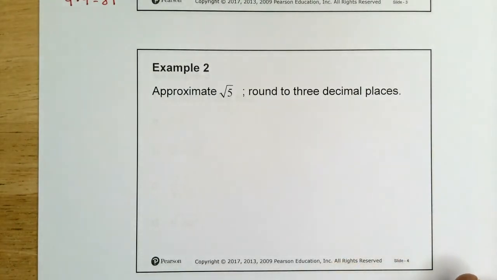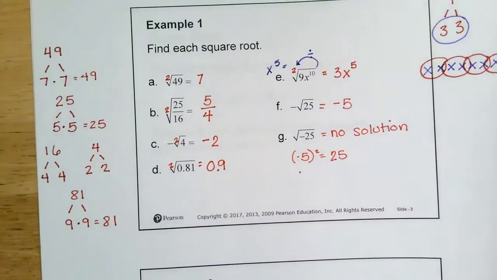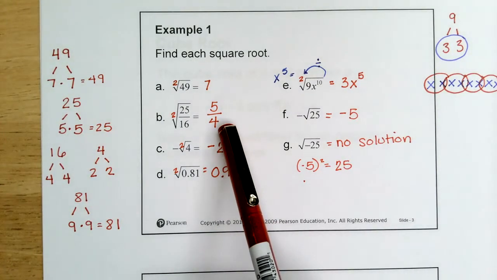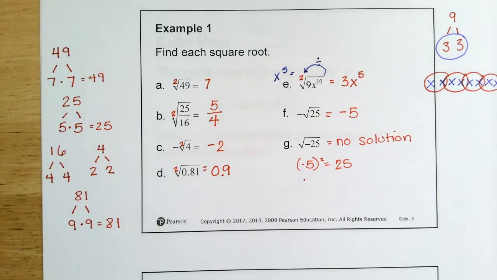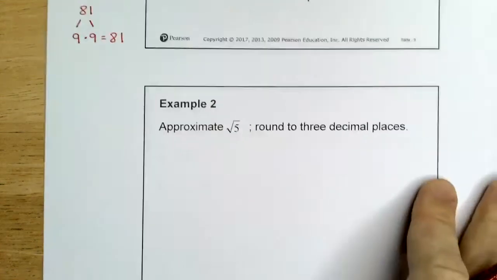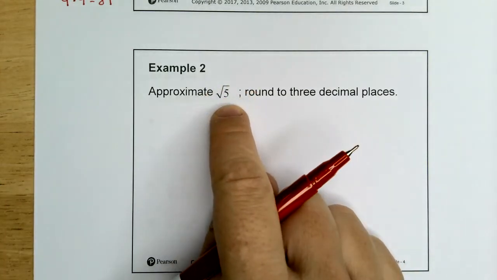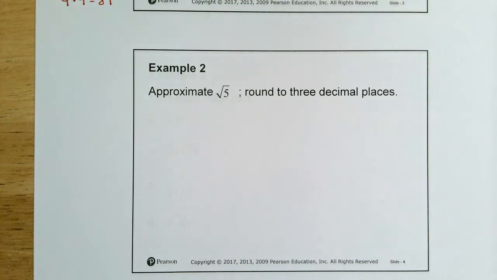All right, example 2 says approximate the square root of 5. Round to 3 decimals. So for these, we did not approximate, we found the exact answer, right? The exact answer is a whole number, or a decimal or a fraction. Here, if I was to say the square root of 5, I don't really know what exact number times itself would be equal to 5, okay?